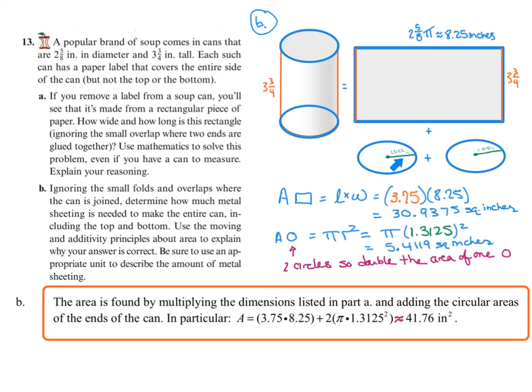So pi times the radius. Now, to get the radius, I just took the diameter that was given to me, 2 5/8, and I divided by 2, because the radius is half of the diameter. So that gave me 1.3125. Square that, multiply by pi, and you get approximately 5.4119 square inches. You'll need to double this because there's 2 of them. And then you add all of those areas together, and you get approximately 41.76 square inches.